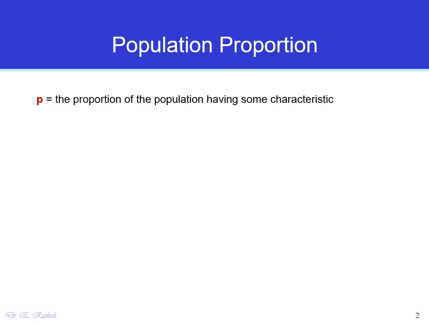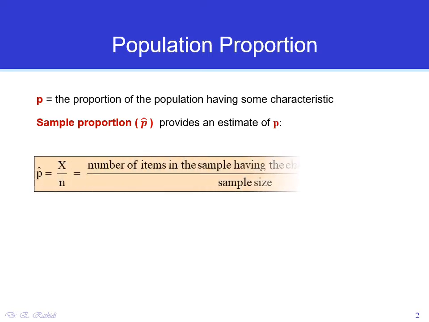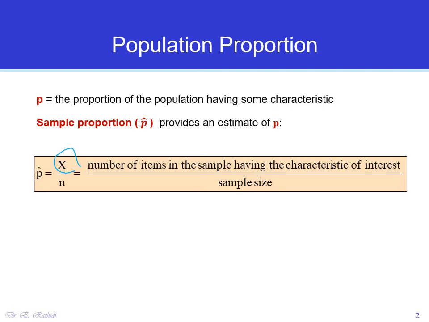P hat, on the other hand, is the proportion of the sample, which is an estimation of P. The formula for P hat is equal to X over N. X is the number of items or individuals in the sample that have the characteristic of interest. N is the size of the sample. P hat and P, the proportion, is a value between 0 and 1, always. It's always restricted between 0 and 1.